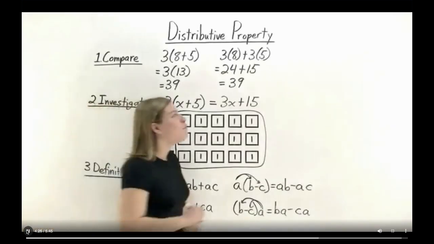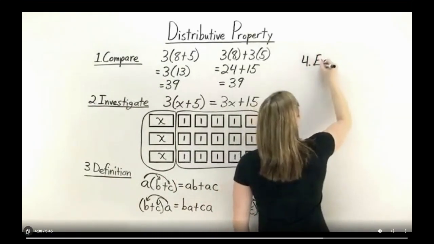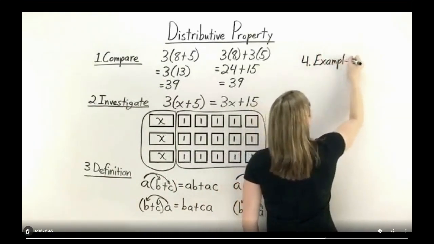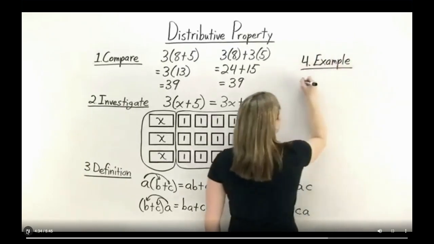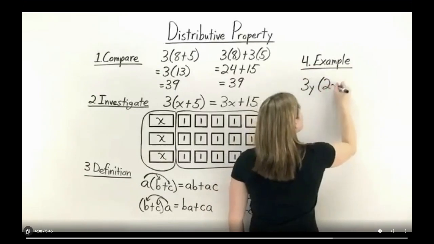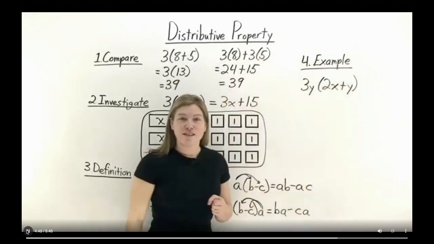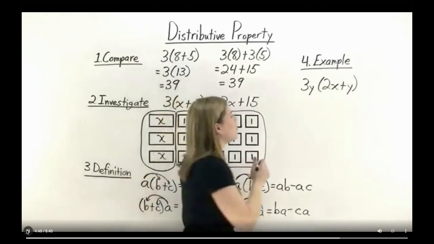So the distributive property can help us simplify different expressions. Let's go ahead and take a quick look at using it in an example. So let's say that we have this expression, 3y times the quantity 2x plus y. And we want to get rid of those parentheses. Well, we can using the distributive property.